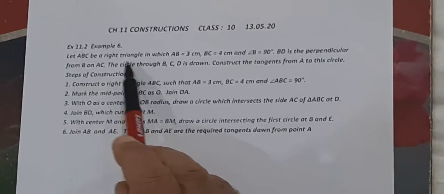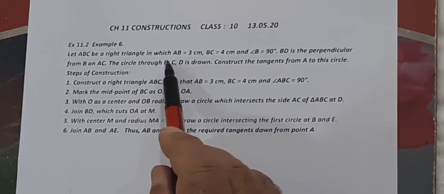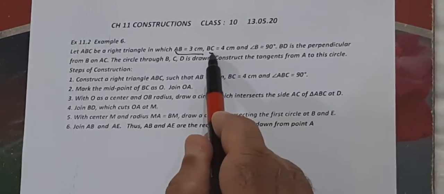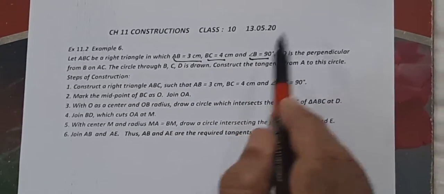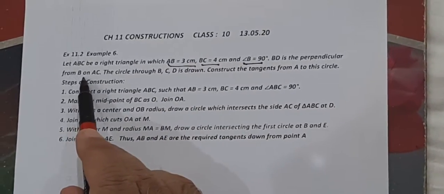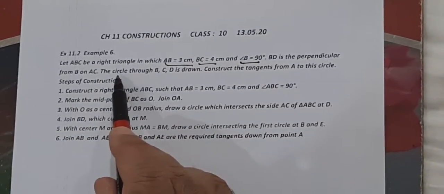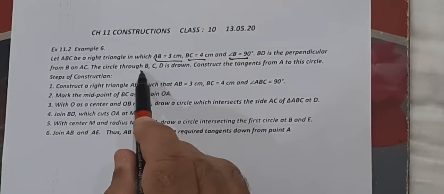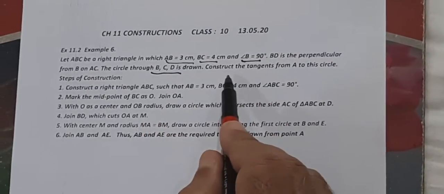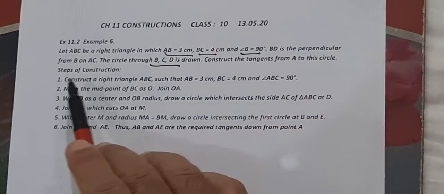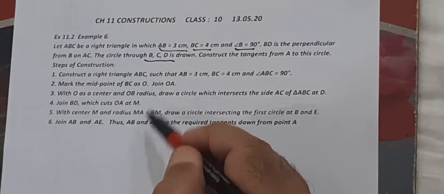Let triangle ABC be a right angle triangle in which AB is 3 cm, BC is 4 cm, angle B is 90 degrees. BD is the perpendicular from B on AC. The circle through B, C, D is drawn. Through B, C, D we have to draw one circle. Construct the tangent from A to this circle. So these are the steps of construction.